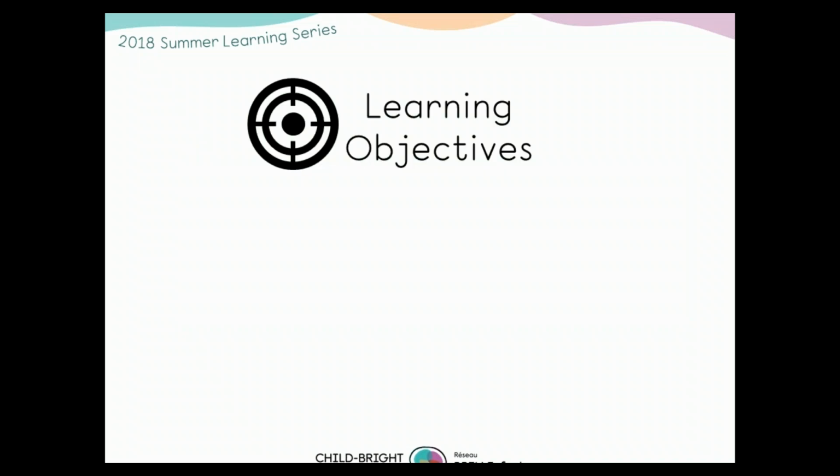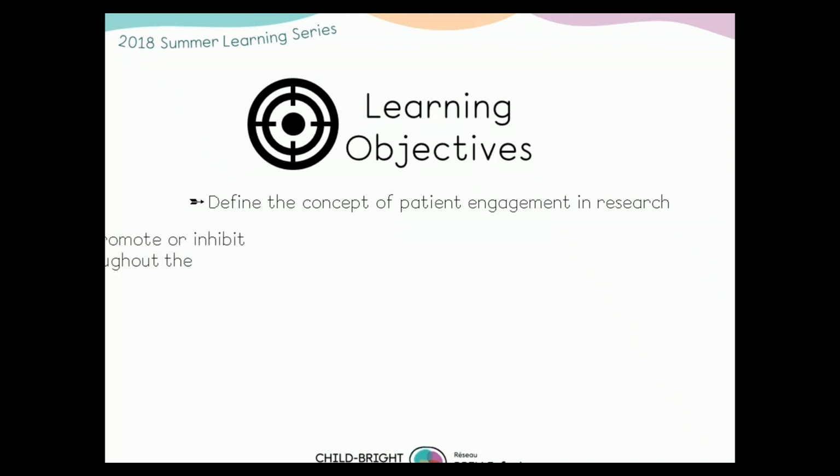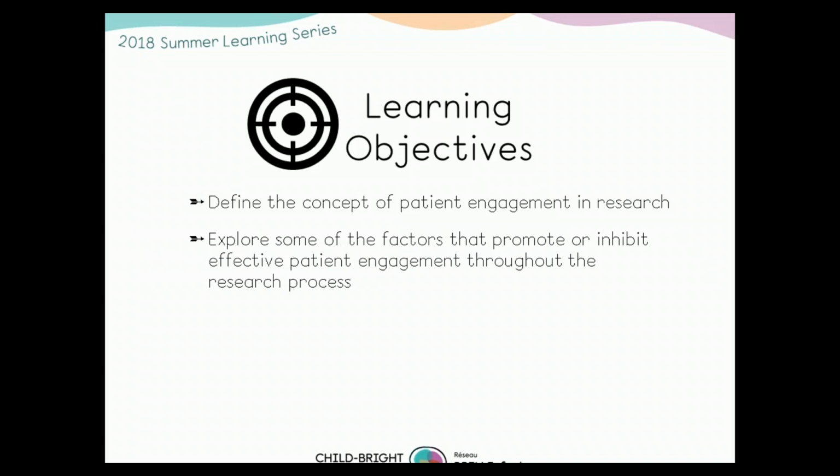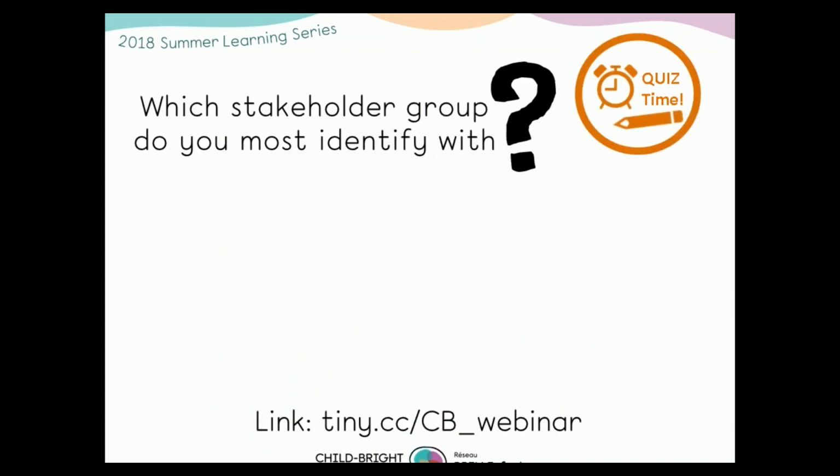So given that, we have a few learning objectives that we hope to get across to you today. The first is to more concretely define the concept of patient-oriented research, patient engagement in research, and what that looks like. And then we will explore some of the factors that either promote or inhibit effective patient engagement throughout the research process. And lastly, finish off by describing some of the tangible benefits that are derived from involving the patient perspective in the research process.